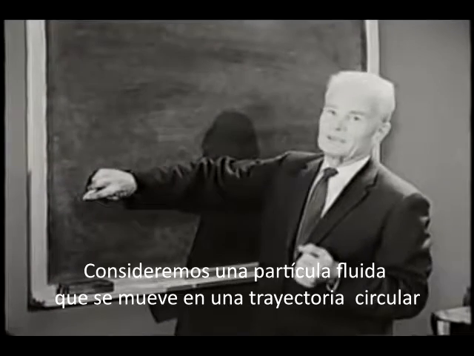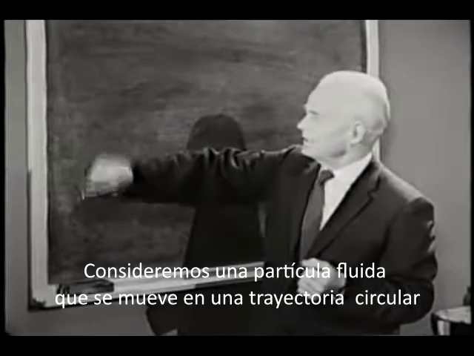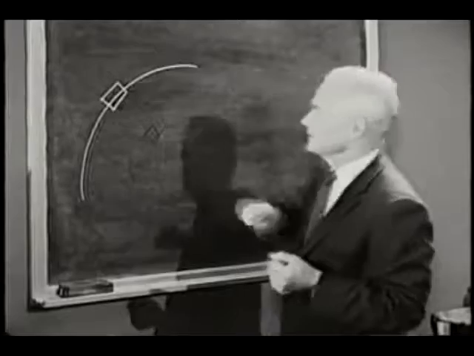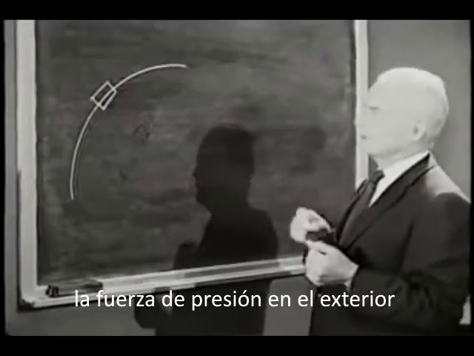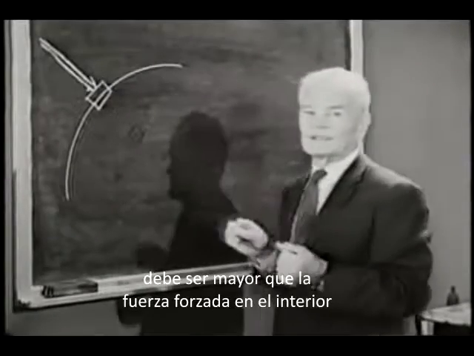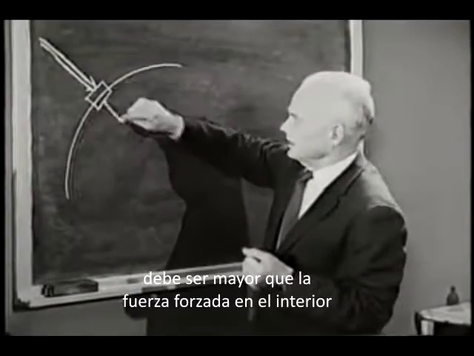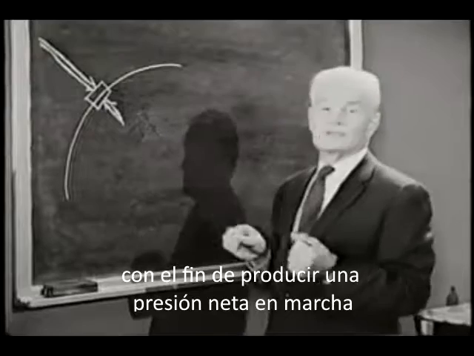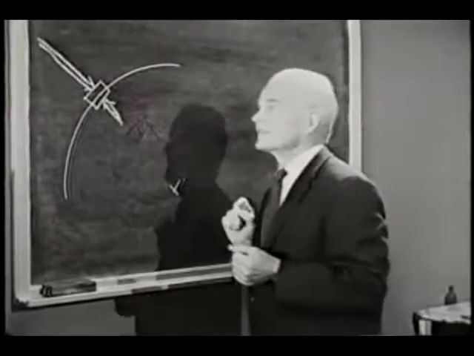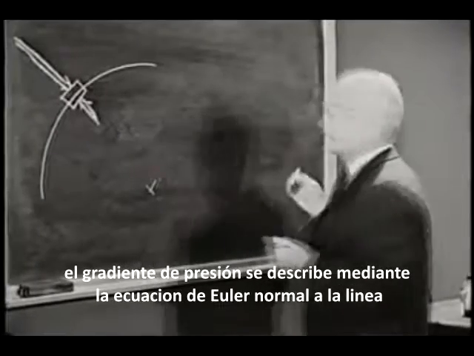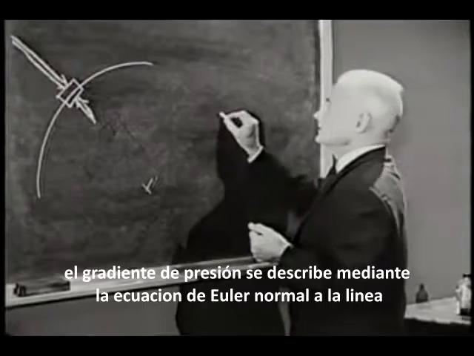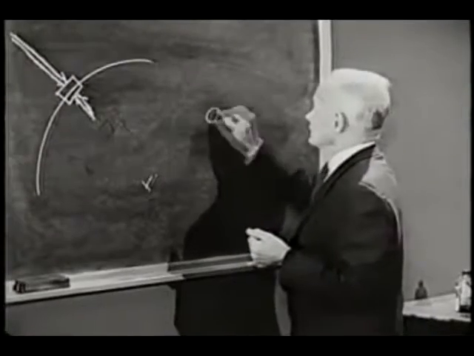Let us consider a fluid particle moving on a circular streamline. The pressure force on the outside must be larger than the pressure force on the inside in order to result in a net pressure force inward. The pressure gradient, you will recall, is described by Euler's equation normal to the streamline.